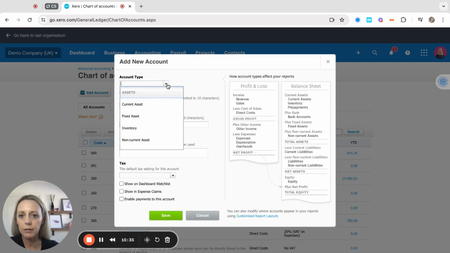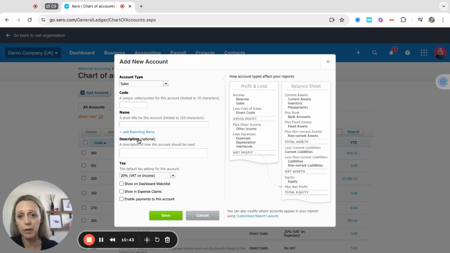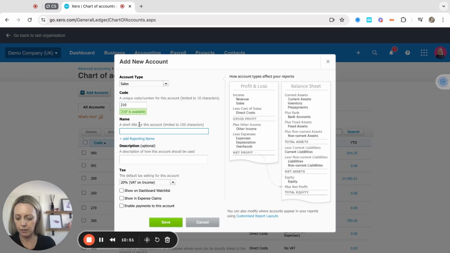So you come in and you come down to revenue, and you can either choose revenue or sales. They both do the same thing. Put in a code. Now all the sales ones are in the 200 range, so I'm going to put 210, and I'm going to put sales type B. Now obviously in your business you would actually put what it is, but for this example I'm just going to put B in.